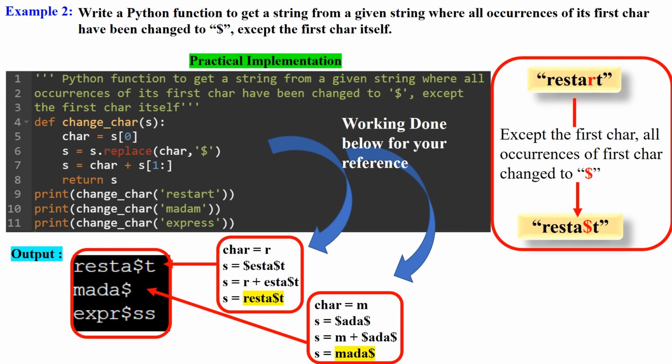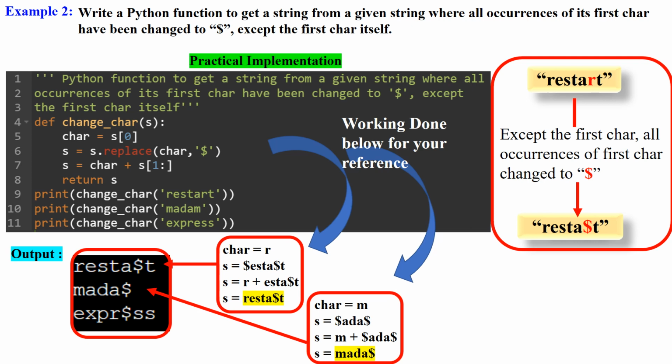char equals s of index 0 sets char to r, the first character of the string restart. In line 6, s equals s dot replace of char comma $, replaces all occurrences of r with $, so s becomes $ESTA$T. In line 7, s equals char plus s of 1 : concatenates r with the rest of the modified string ESTA$T. The function returns the modified string and gets printed as RESTA$T. Check the output.